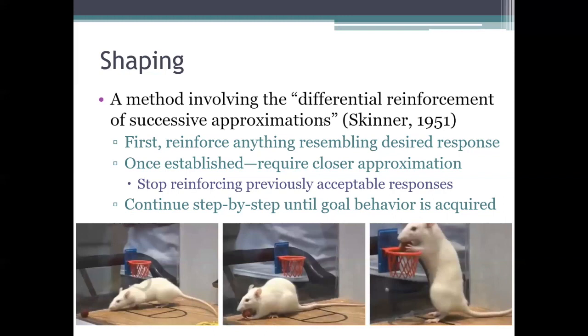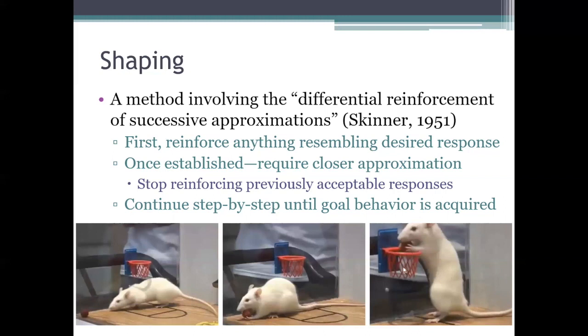The differential reinforcement part is just a fancy way of saying that you're reinforcing some of the animal's behaviors and not others. So you're providing those reinforcers differentially, right? Some behaviors get reinforced, others don't. And the successive approximations part means that the behaviors that you're reinforcing are ones that more and more closely approximate the goal behavior, the target behavior that you ultimately have in mind, like dunking the basketball.